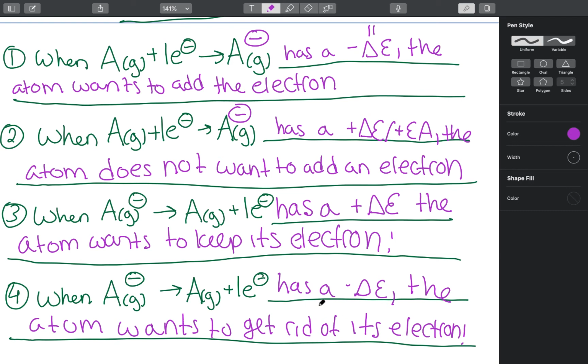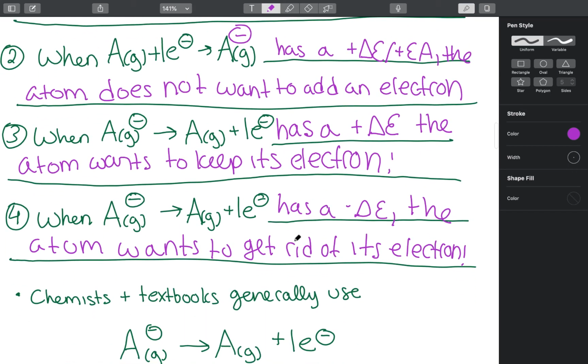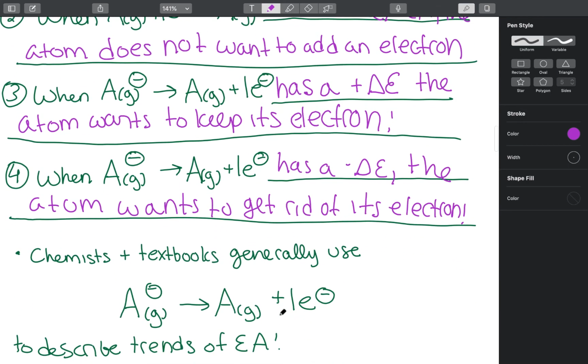So when it has a negative delta E, it wants to get rid of its electron. So those are the 4 general rules that you need to know. It's important to note that chemists generally use this decomposition form in order to describe the trends of electron affinity.